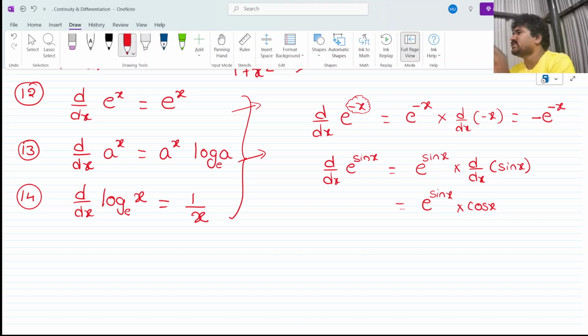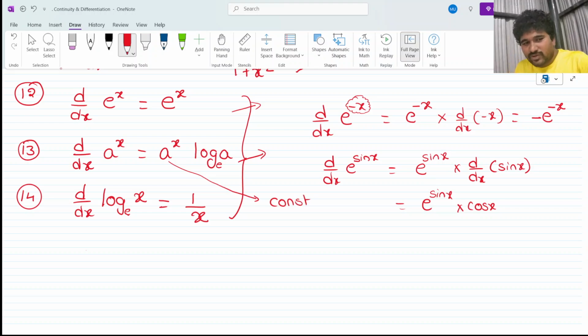In every formula, where there is something other than x in place of x, always keep in mind: you apply the formula, no issue, but into d by dx of that somebody, whoever is there, that you have to do. Understand? Into d by dx of that something, whatever it is. Is that clear for everybody? So what about a power x? Remember, a is a constant.